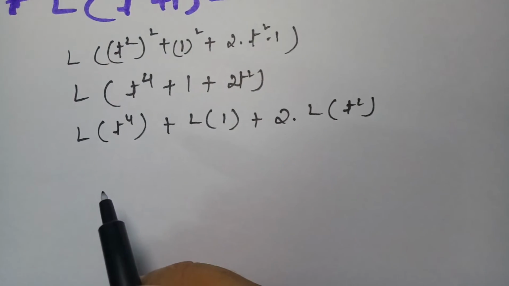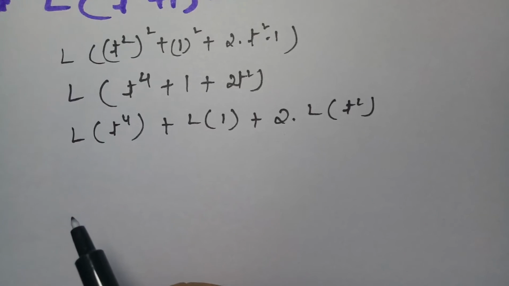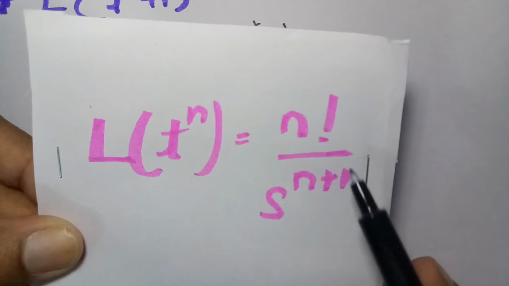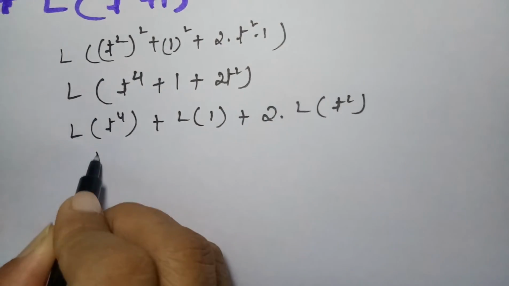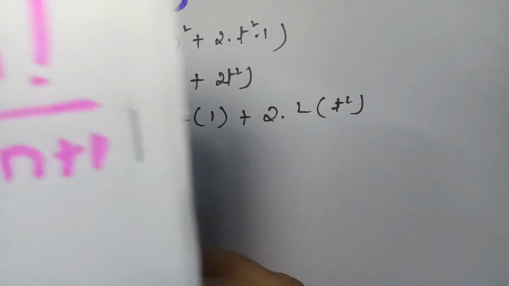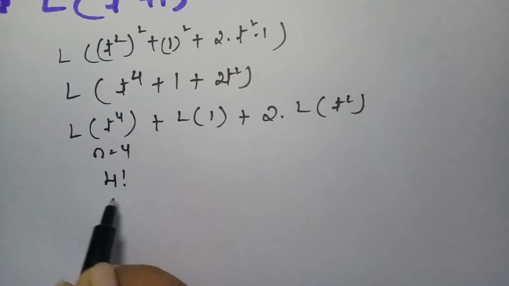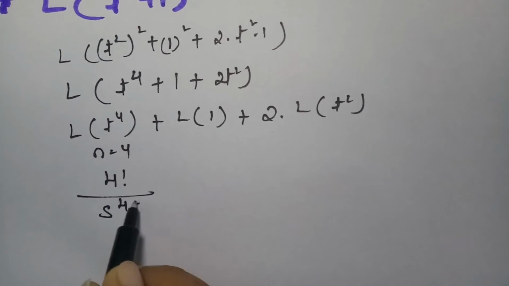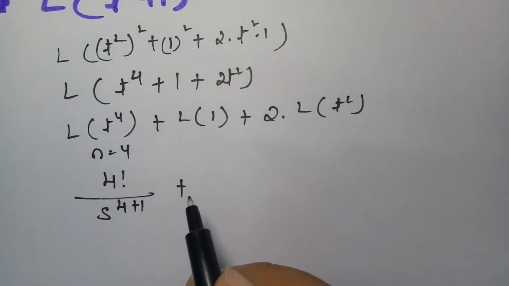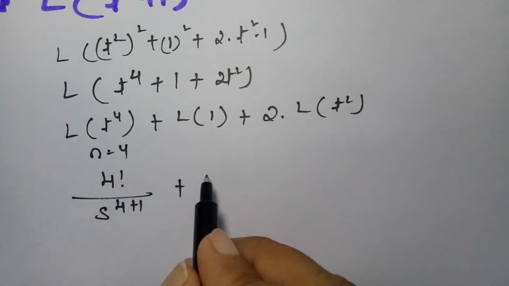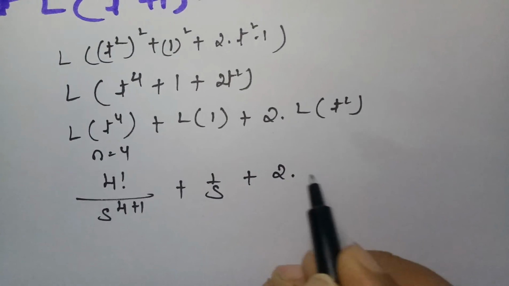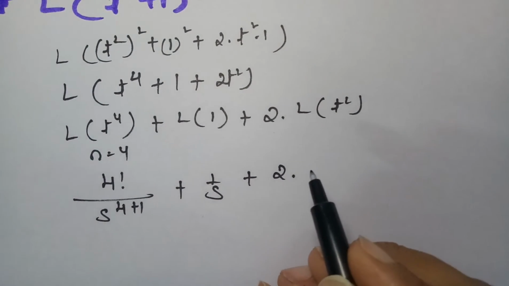So what is the Laplace transformation of t power n? Laplace transformation of t power n is n factorial by s power n plus 1. Here n is equal to 4. The formula is n factorial by s power n plus 1. Therefore 4 factorial by s power 5, plus, what is Laplace transformation of 1? Laplace transformation of 1 is 1 by s, plus 2 times of, what is Laplace transformation of t square?